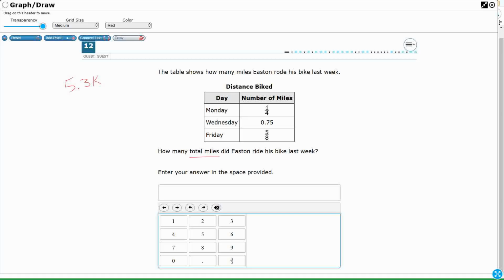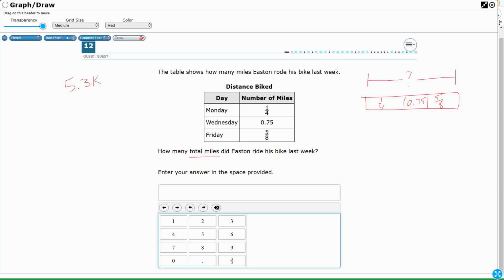Okay, so it's basic part whole. So I've got my 3 pieces right here. 1/4, 0.75, 5/8. Now, I need to add those. Here's the problem. One of them is a decimal. 2 of them are going to be fractions. So I need to change them into the same thing.